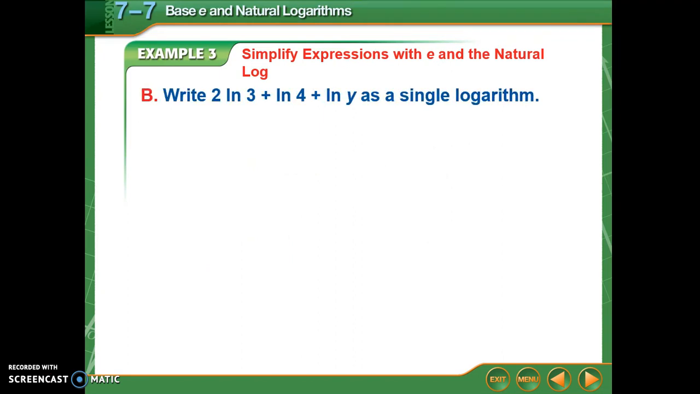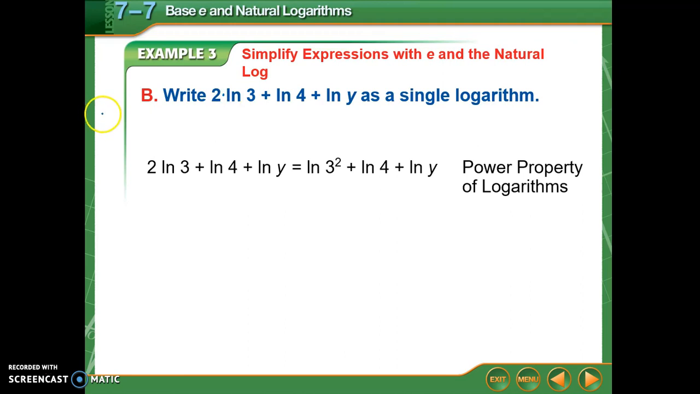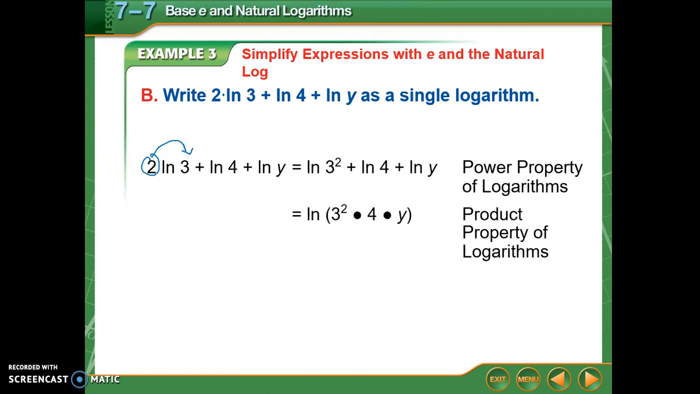All right, part B, we're going to write this 2 times natural log of 3 plus the natural log of 4 plus the natural log of y. We're going to condense it into a single logarithm. So first, I'm going to take the coefficient of 2. It's going to become the exponent of the 3, so the natural log of 3 squared. And then all of these are added, right? Separate logarithms added, so it becomes one logarithm, which is the product of what was inside each of the logs. 3 squared is 9. 9 times 4 gives me 36 times y. So I have the natural log of 36y.